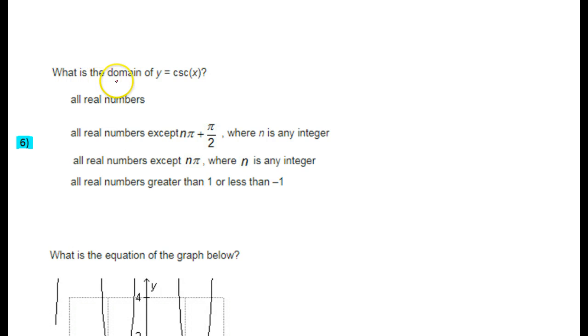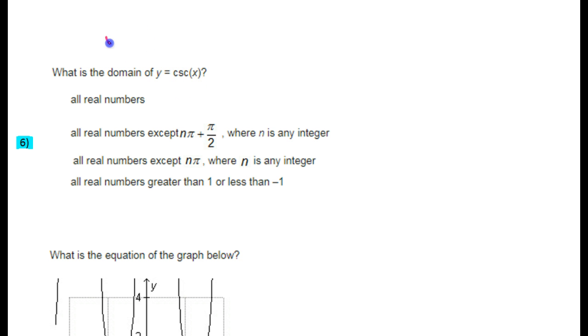What is the domain of y equals cosecant x? So this is an indirect way of simply asking us what the asymptotes are, because the domain will be all real numbers except for the asymptotes. So let's find the asymptotes of cosecant.